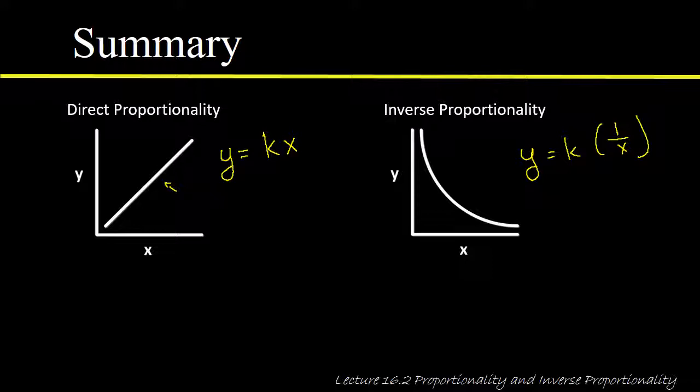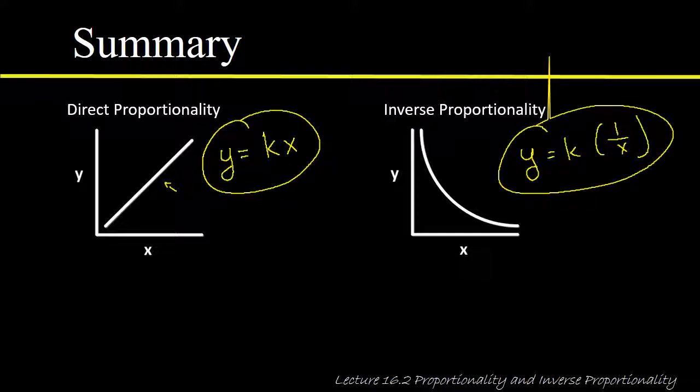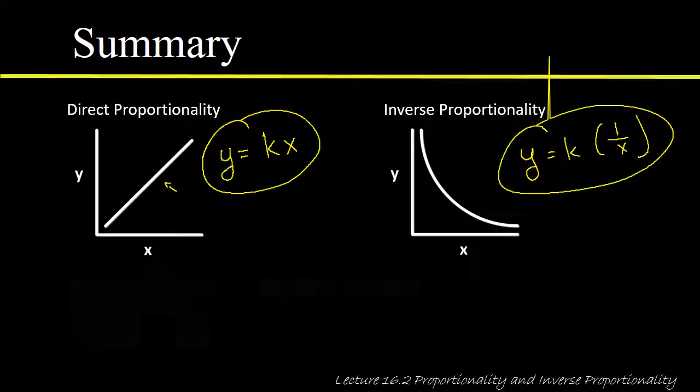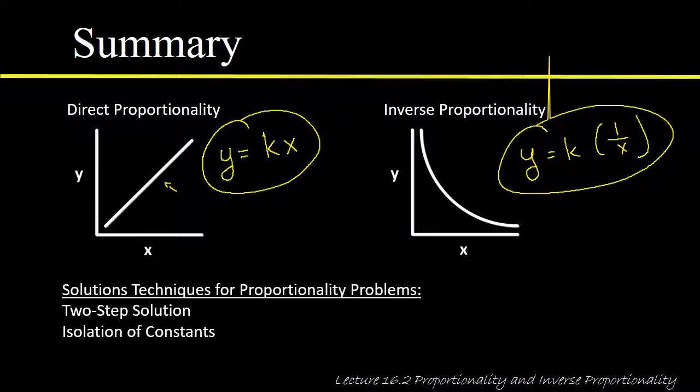Then we looked at those and showed how if you can identify direct proportionality and inverse proportionality in the relationship between a couple of variables, then you can use these two equations to solve for anything that you don't know in that set of parameters. And we looked at two different ways of doing that, the two-step solution, and isolation of constants. And we also said that it is a heck of a lot of fun to do it both ways and see if you get the same result.